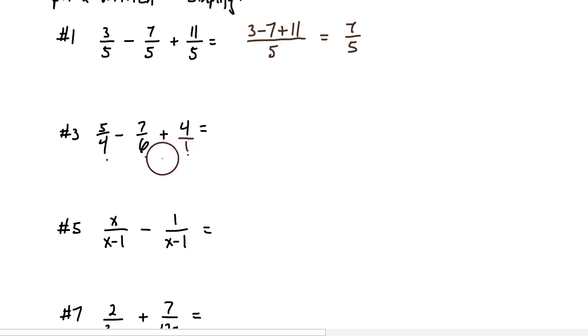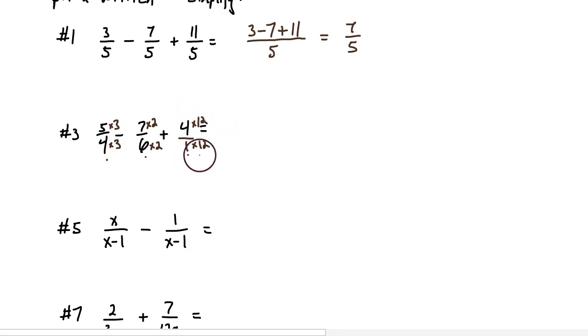That number is 12, because 4 can be changed into 12 by multiplying it by 3. You're also going to need to multiply the top by 3. 6 can be changed into 12 by multiplying by 2, and you need to multiply the top by 2. 1 can be changed into 12 by multiplying by 12, and the top by 12.